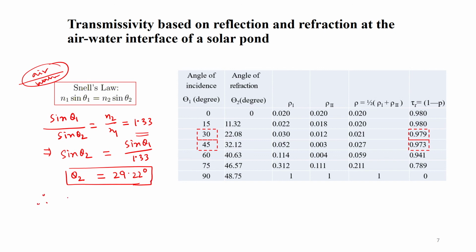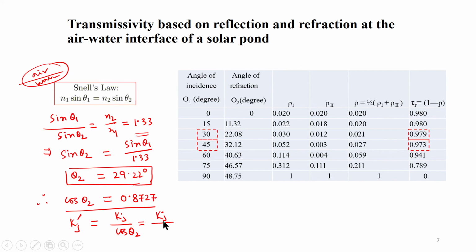And also we can calculate cos theta 2, because this will be required in order to calculate Kj. Okay. So, this is something like 0.8727. And why is this important? Because we need to calculate Kj prime, which is equal to Kj by cos of theta 2, the angle of refraction, right. This Kj, because j will vary from 1 to 4, means K1, K2, K3, K4. So, everything we need to consider. So, let us prepare for that. So, these values are also calculated now.